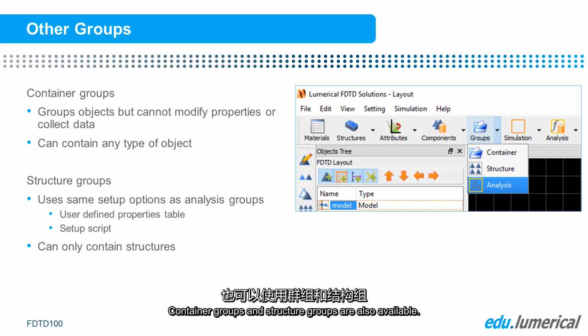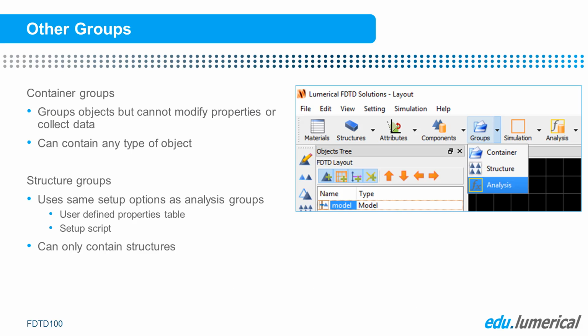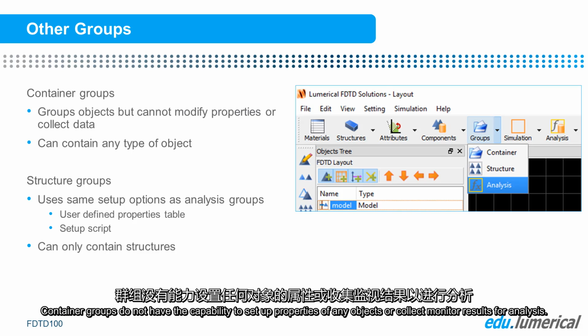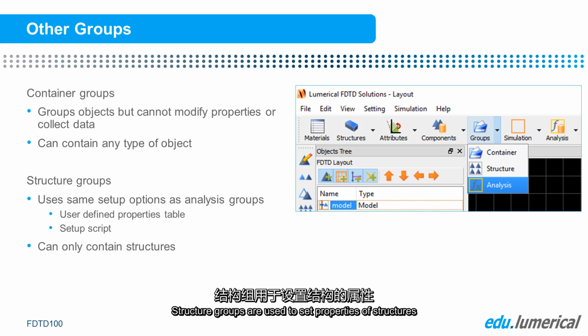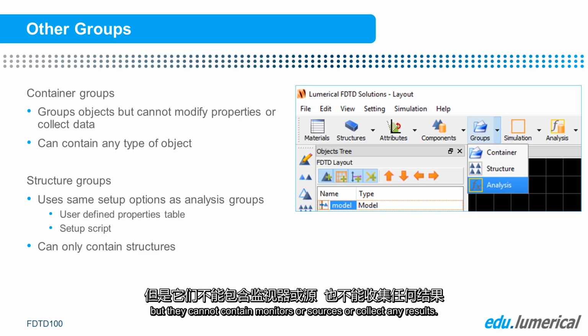Container groups and structure groups are also available. Container groups do not have the capability to set up properties of any objects or collect monitor results for analysis. And structure groups are used to set up properties of structures, but they cannot contain monitors or sources or collect any results.